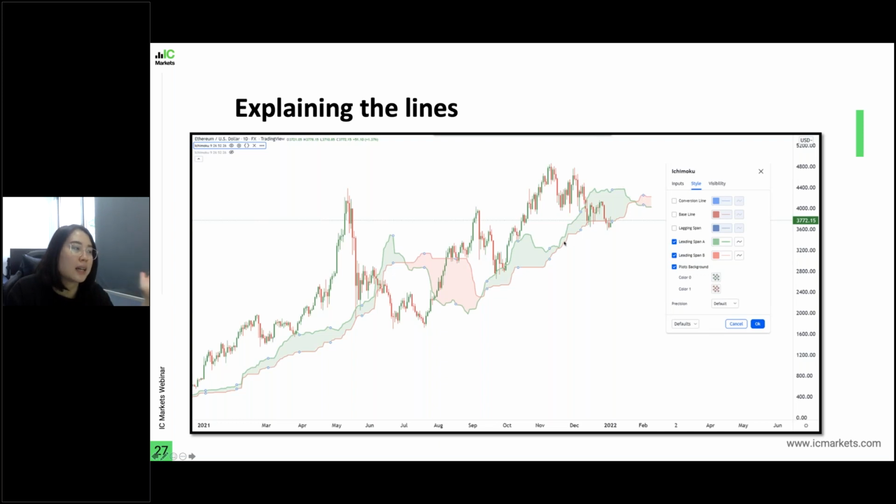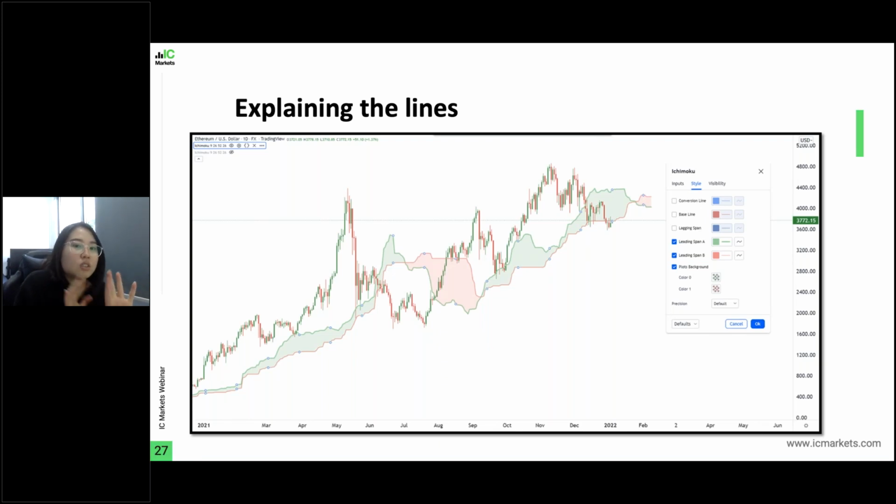I can see the cloud on its own. You can leave it there if you want to. It doesn't matter. I usually get rid of the lagging span and I leave the conversion line, baseline, and the plot background. Usually I only leave these three on, the rest I get rid of because I don't like noise when I look at my charts.